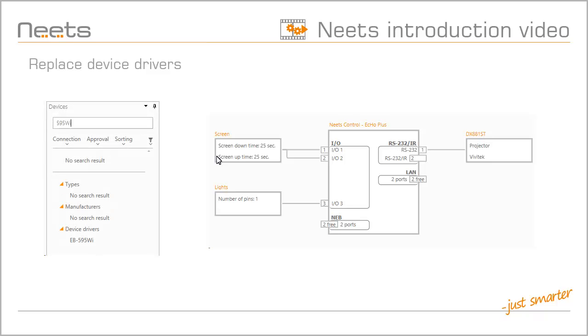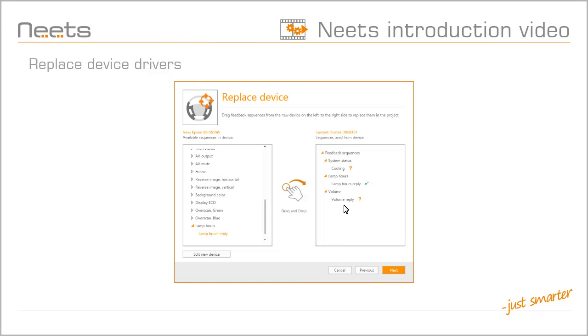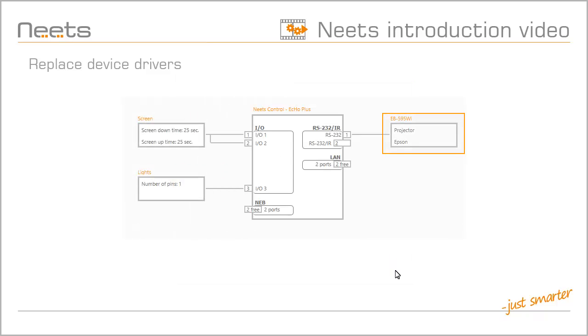As a new feature in the Project Designer, it is now possible to replace devices in your project. Find the device that you would like to use in the device list and drag it to the device you would like to replace. The Project Designer will automatically try to match sequences, and if a sequence is missing, you will be asked to drag and drop the matching sequence from the new device. You will also be asked to match up feedback sequences. After replacing the desired sequences, click Next. And a summary of what has been replaced and what will be removed from the project will be shown. This is how simple it has become to replace a device.